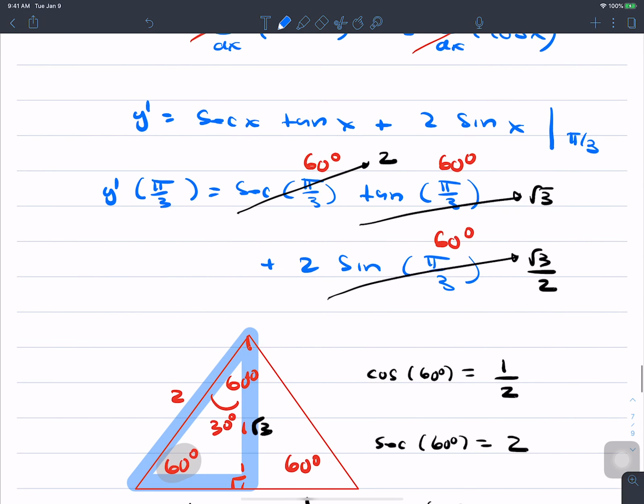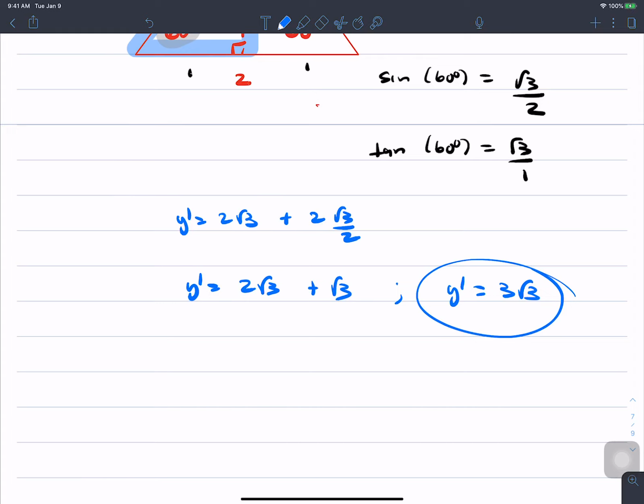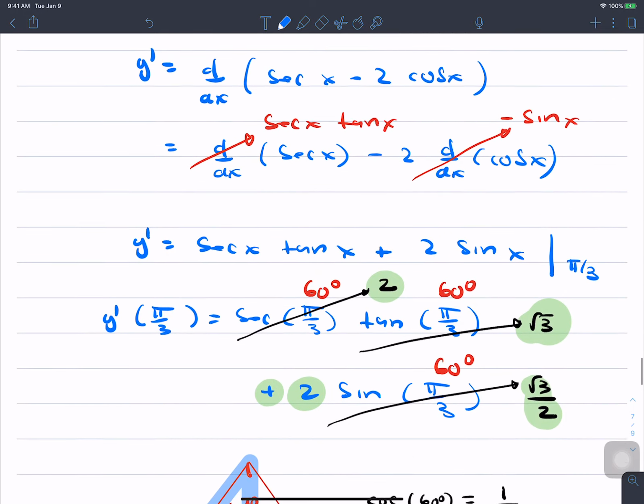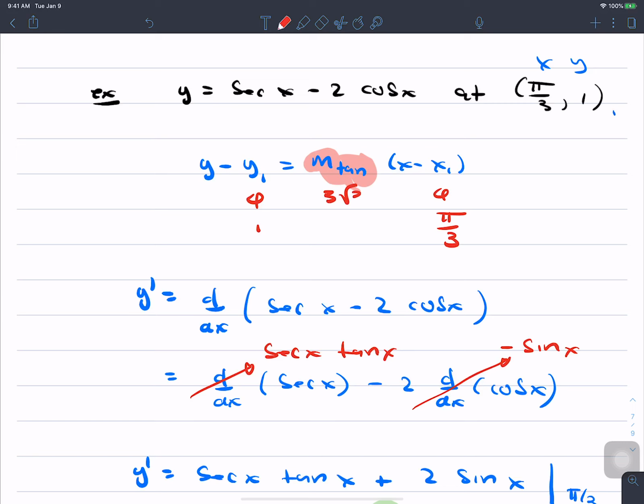Right? So we're looking up here: 2 square root of 3 plus 2 square root of 3 over 2. Y prime is 2 square root of 3 plus another square root of 3. So y prime is 3 square root of 3, ladies and gentlemen. Pretty nice question. So this is my slope, 3 square root of 3. So you say, do I have to go back up here and plug that in? Yes, you do. 3 square root of 3.